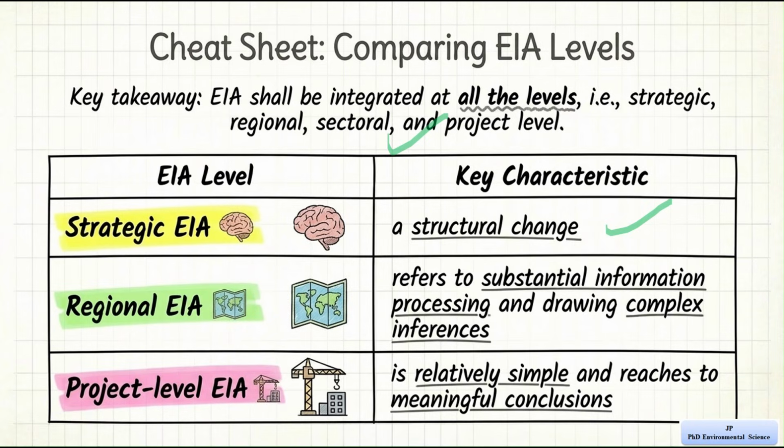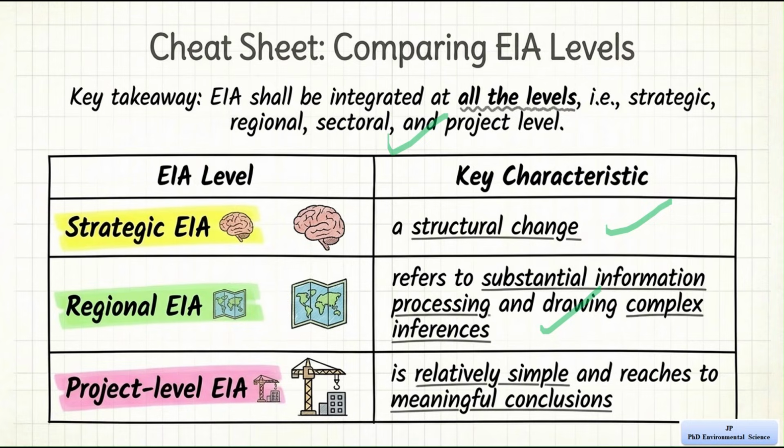Regional EIA. It involves substantial information processing and complex inferences. Means it deals with a large area or region. It needs a lot of data, careful analysis, understanding of combined impacts. Substantial information processing means handling a large amount of data. Complex inferences means making careful conclusions from that data. For example, studying the total environmental impacts of all the industries in a city.